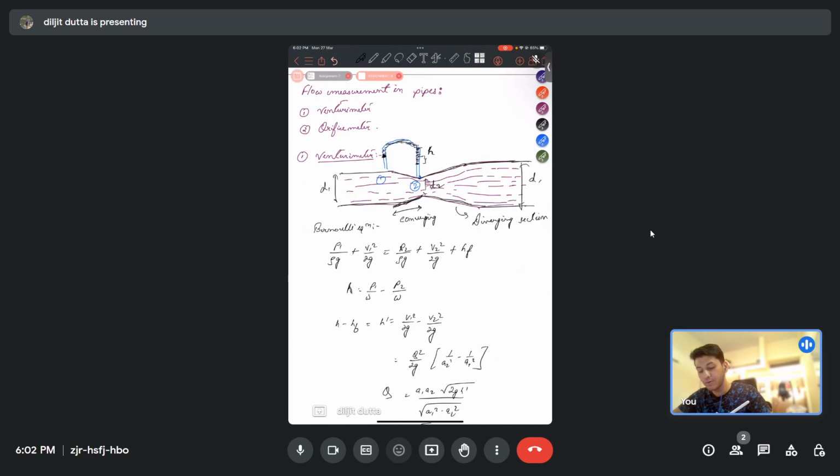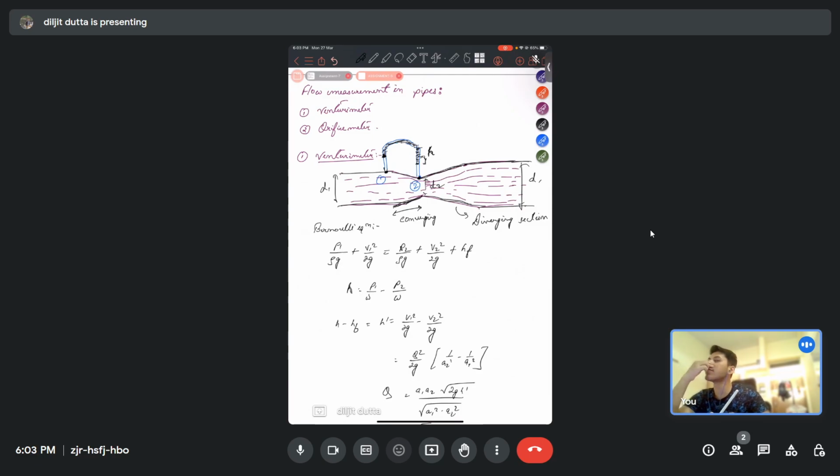We fit a differential manometer or a U-tube manometer to two points. One is the point of minimum cross-sectional area, and the other is the point just before the start of the converging section. The mercury level will be here, and since there is a constriction, there will be a difference in the pressure head between the two sections. This difference in pressure head is given by H. This is the schematic diagram of a venturimeter. One more thing is that the diverging section is always longer than the converging section.